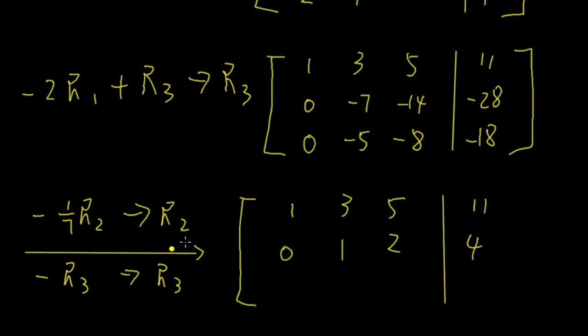Okay, row 3. You multiply this by negative 1, right? So of course, negative 1 times 0 is 0. Negative 1 times negative 5 is 5. Negative 1 times negative 8 is 8. Negative 1 times negative 18 is 18. Okay, so at least now we get rid of all the negative signs.